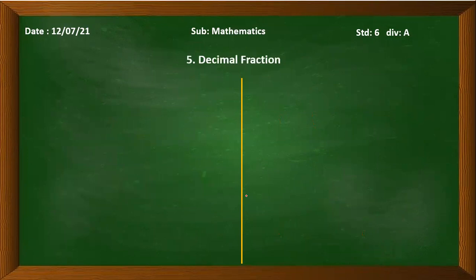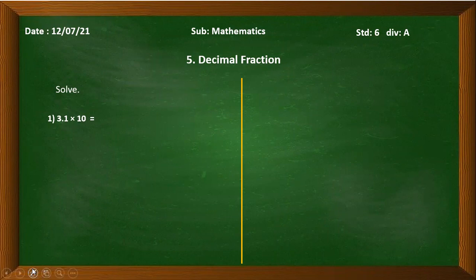So let's solve the sums based on this multiplication. The first sum is 3.1 multiplied by 10. Anyone can tell? You can see here is only 1 decimal point. There is no decimal point in 10. So while multiplying, we will just ignore the decimal point. So we will only multiply 31 and 10.